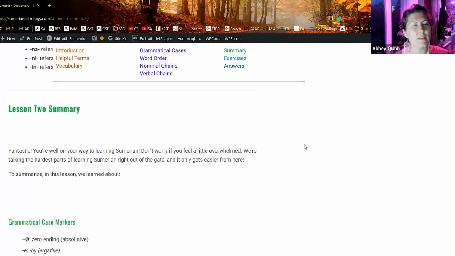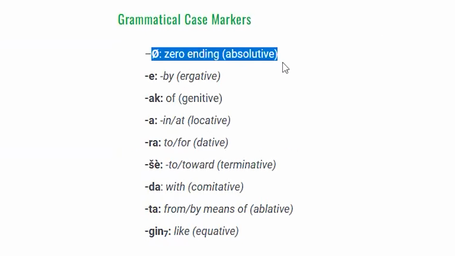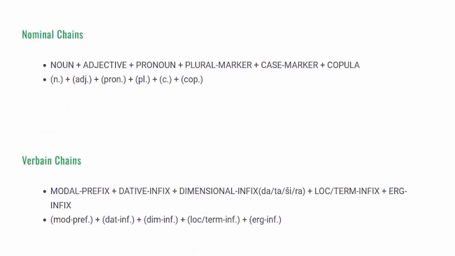Lesson 2 summary. Fantastic. You are so very far on your way to learning Sumerian. I'm not joking. Literally the hardest stuff is out of the way now. Don't worry if you still feel overwhelmed. We're tackling the hardest parts first so we can just be done with them and everything's going to get easier from here. To summarize this lesson, we learned about the grammatical case markers, which are right here again, word order in Sumerian, which is going to be subject, object, verb, or agent, patient, verb. Pretty much going to just talk about it as though it is agent, patient, verb, nominal chains, and verbal chains.